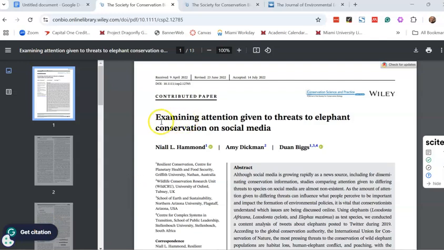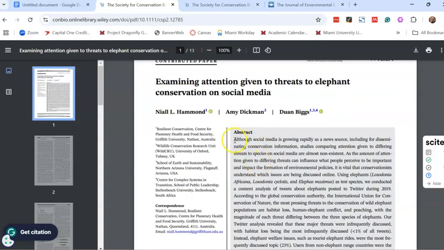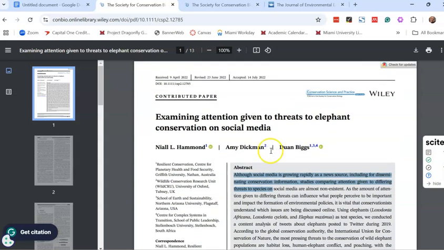So say you found this article. It's entitled Examining Attention Given to Threats to Elephant Conservation on Social Media. And you are aware this is a peer-reviewed journal article. It is published in a journal called Conservation Science and Practice by a publisher known as Wiley. And you can start to notice some things before you even start reading all this content.